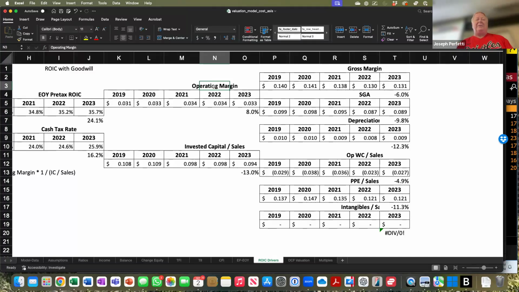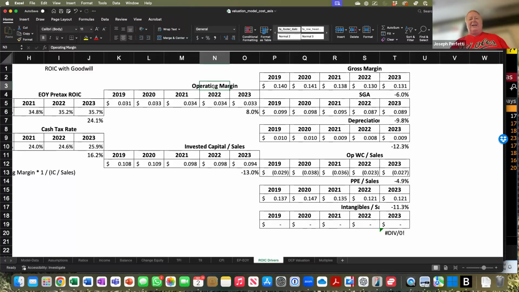SG&A, spending on overhead, selling, general, and administration as a percentage of sales. In 2019, Costco spent 9.9 cents per dollar in SG&A. In 2023, they spent 8.9 cents per dollar of SG&A. Basically 1 penny less in SG&A to sell the same product. That helps their operating margin. And they kind of cancel each other out. Like the lower gross margin is being offset by the reduction in SG&A.